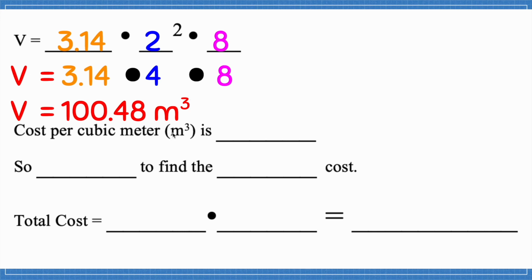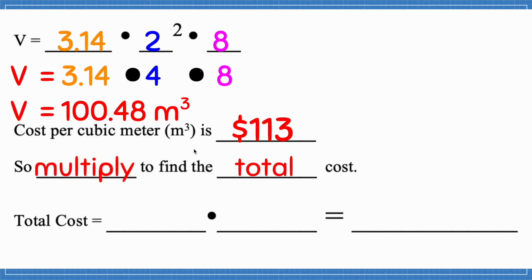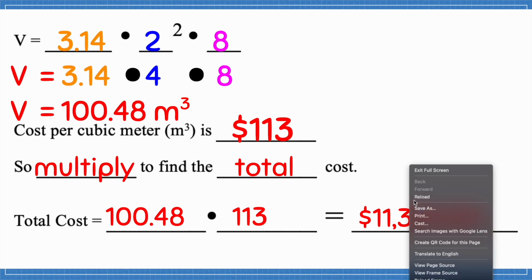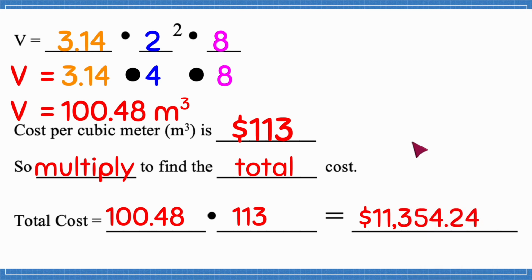And remember, the cost per cubic meter was $113. So we're going to multiply to find our total cost. I'm going to take how much I used, and I'm going to multiply that by the cost per cubic meter. And so that means this pillar costs $11,354.24. So that was volume of a cylinder in a word problem.